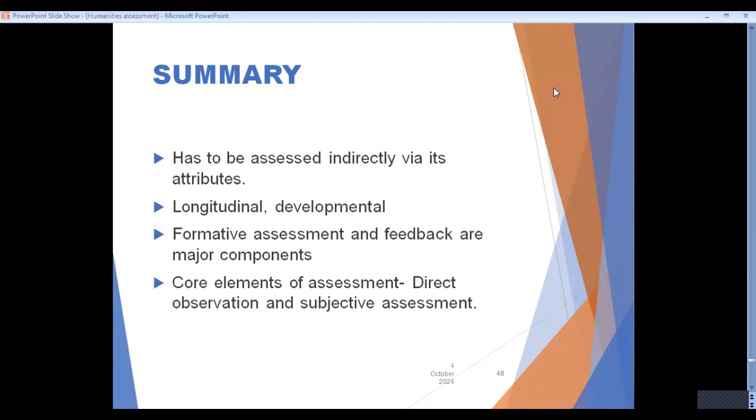The summary is the humanities has to be assessed indirectly via its attributes. You cannot judge humanities as a single entity. The assessment has to be longitudinal, developmental. Formative assessment would play a very important role, and feedback, they are two major components. You go on giving feedback and trying to make the student more and more competent. And core elements of assessment of this type, especially humanities, are direct observation and subjective assessment. Next one, please.